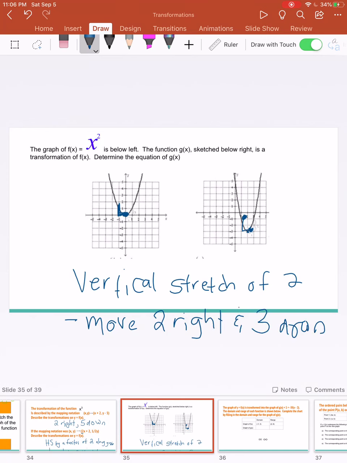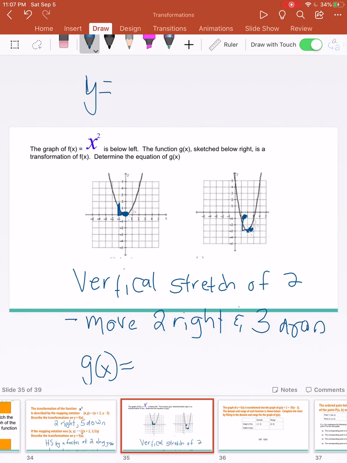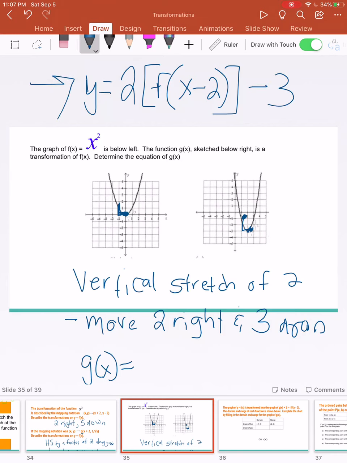Okay, so if we want our new equation, I'm going to write the function equation up here just to show you the difference. So my a value is my vertical stretch. I'm moving 2 units right and 3 down. So it looks like that. So this is my transformation equation.